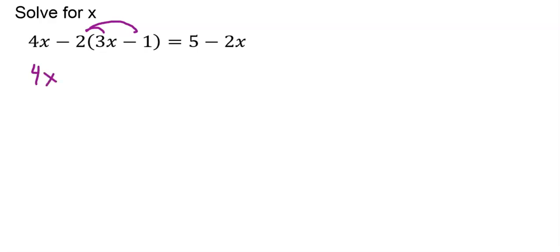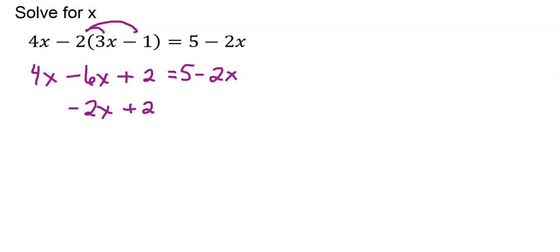4x minus 2 times 3x, that's negative 6x, minus 2 times negative 1, that's positive 2, equals 5 minus 2x. Let's go ahead and combine the like terms on the left side. So 4x minus 6x is negative 2x, plus 2 equals the 5 minus 2x. Now we've got everything combined that we possibly can on the left and the right, so let's see what we can do about getting all of our variables on one side and all of our numbers on the other.